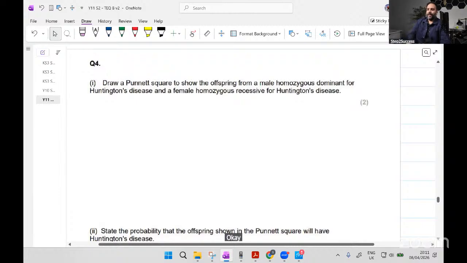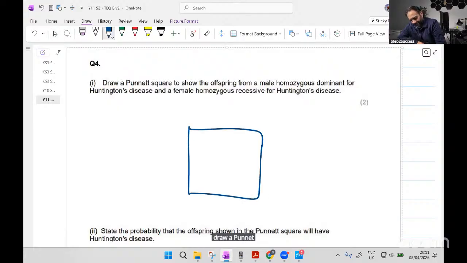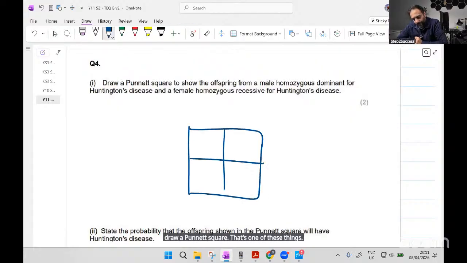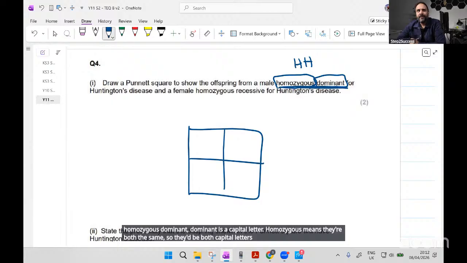Okay, let's do one of these. So draw a Punnett square. That's one of these things to show the offspring from a male homozygous dominant. If it's someone's homozygous dominant, dominant is a capital letter. Homozygous means they're both the same, so they'd be both capital letters. Doesn't matter what letter to use, but I would just use H's.